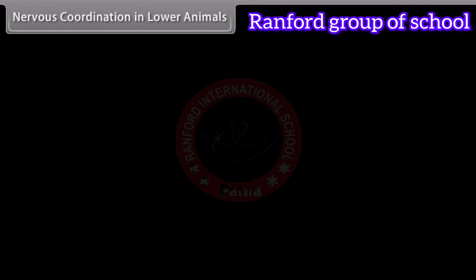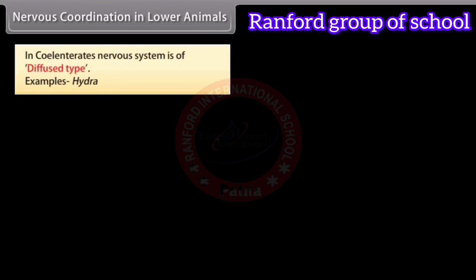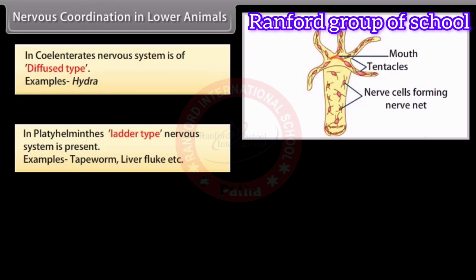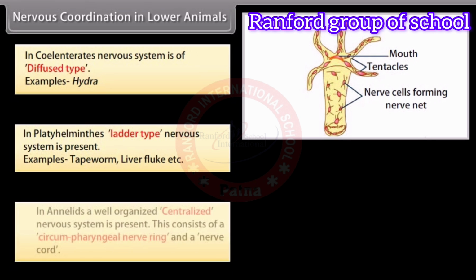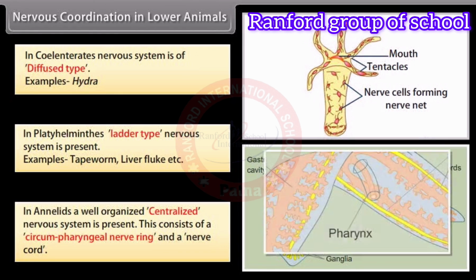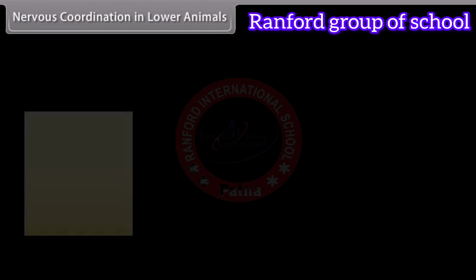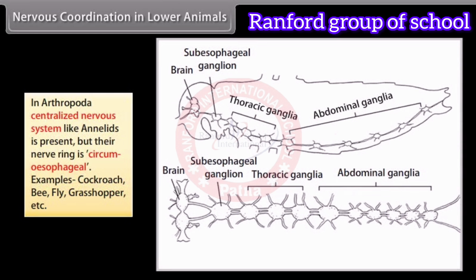Nervous coordination in lower animals. In coelenterates, nervous system is of diffused type. Example: hydra. In platyhelminthes, ladder-type nervous system is present. Examples: tapeworm, liver fluke, etc. In annelids, a well-organized centralized nervous system is present. This consists of a circumpharyngeal nerve ring and a nerve cord. In arthropoda, centralized nervous system like annelids is present, but their nerve ring is circumesophageal.